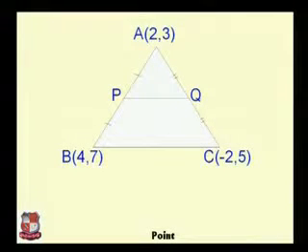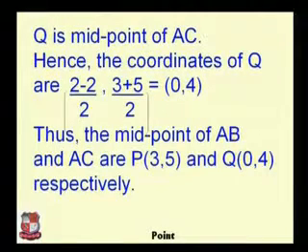Let us see this figure, we can easily understand. P is the midpoint of AB and Q is the midpoint of AC. Now Q is the midpoint of AC, hence the coordinates of Q are ((2 minus 2) by 2, (3 plus 5) by 2), it is equivalent to (0, 4). Thus the midpoints of AB and AC are P(3, 5) and Q(0, 4) respectively.